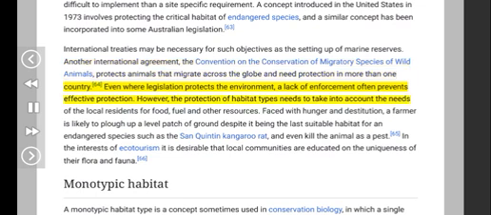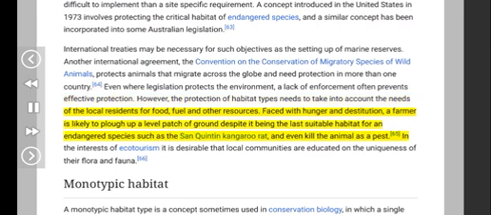64. Even where legislation protects the environment, a lack of enforcement often prevents effective protection. However, the protection of habitat types needs to take into account the needs of the local residents for food, fuel and other resources. Faced with hunger and destitution, a farmer is likely to plow up a level patch of ground despite it being the last suitable habitat for an endangered species such as the San Quintin kangaroo rat, and even kill the animal as a pest.